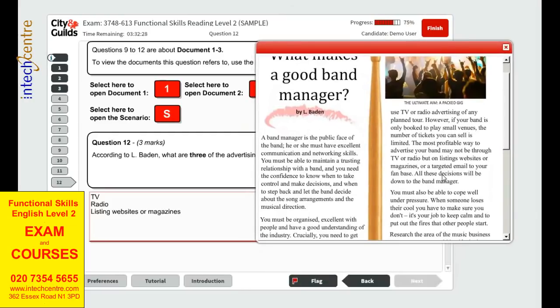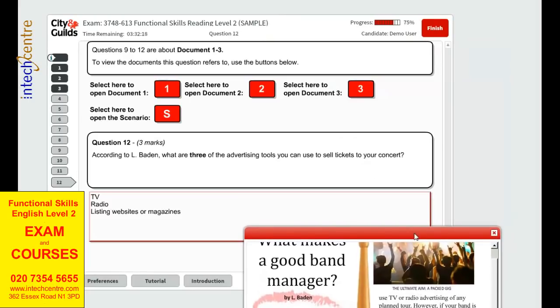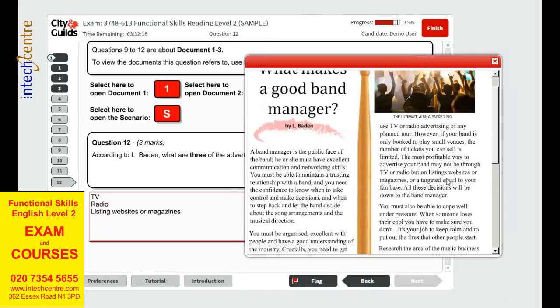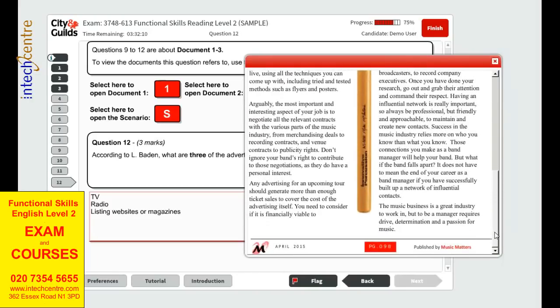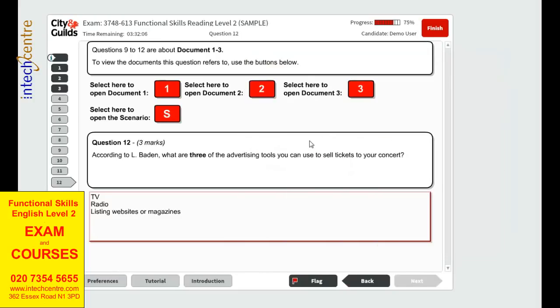So he's given a number of tools. Even though he said it may not be through TV or radio, these are, again, more options of ways you can advertise and sell tickets to your concert. So you could also have had a targeted email to your fan base. You can also have a look for any more that you can find in the document about advertising. So there we have it. So we've gone through all of the questions.